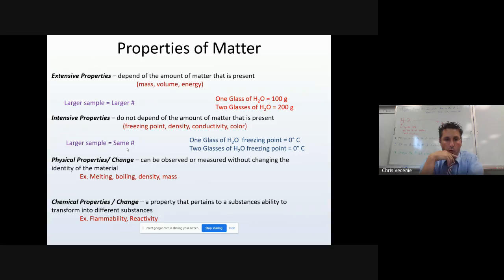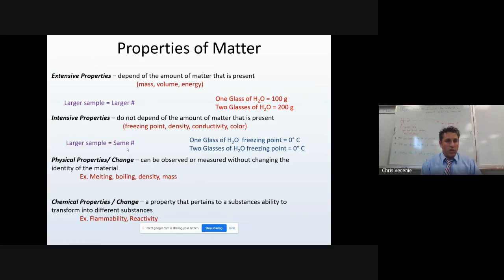Color is another great one, right? If you're looking at my eyes, you'll see that they're hazel. Whether I gain 30 pounds and I'm a lot bigger than I was before, my eyes are still hazel, because it's one of those properties that doesn't change when the sample gets larger. So those are your 2 styles of properties, extensive and intensive.